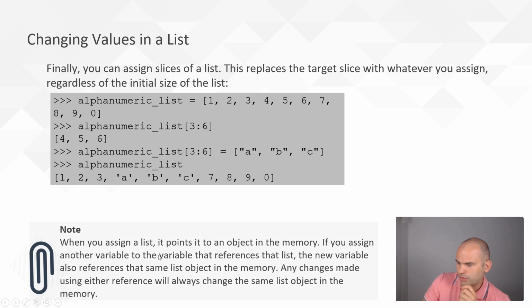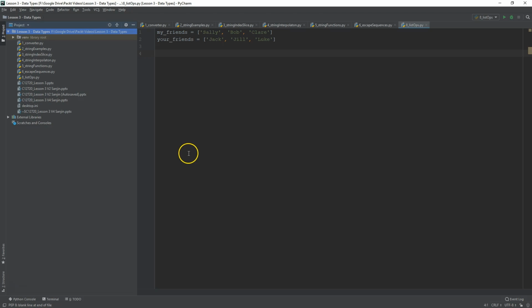So do take care of that note, because when you assign a list, it points to an object in memory. If you assign it to another variable, that variable references the original list. The new variable also references that same list object in memory. Any changes made using either reference will always change the same list object. We're going to find ourselves a practical situation where we get into this situation in the list of dictionaries lesson coming in the future.